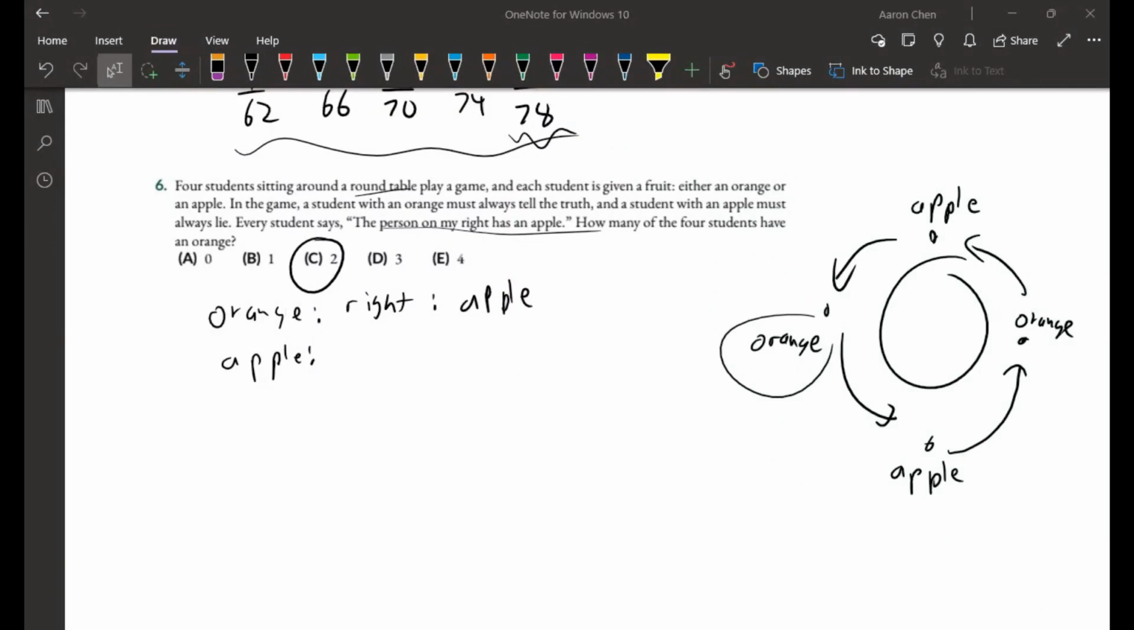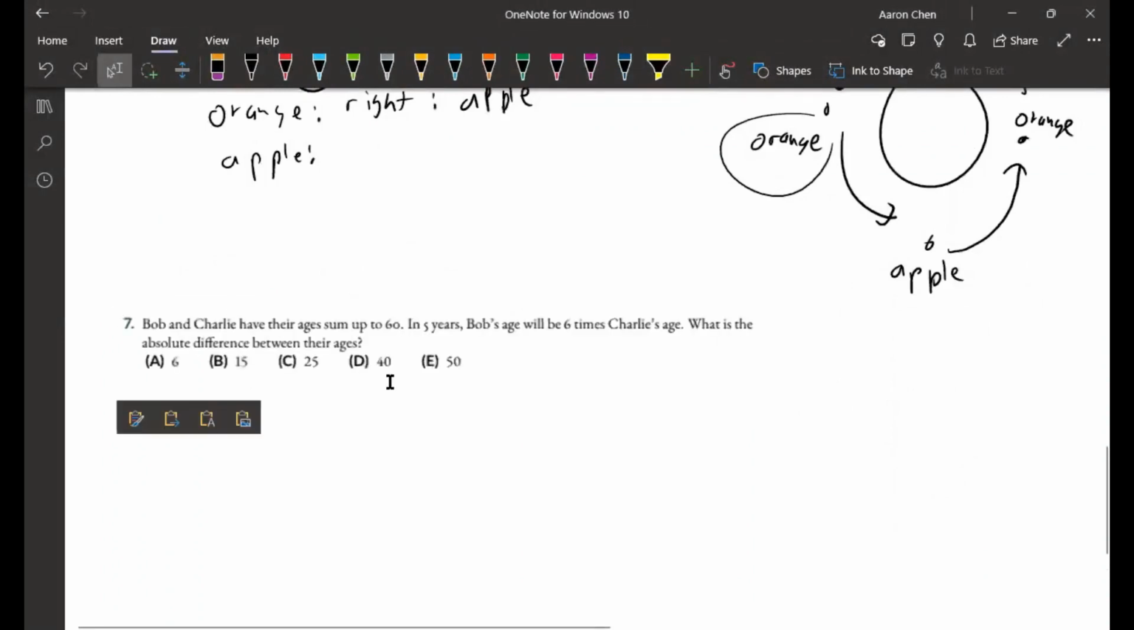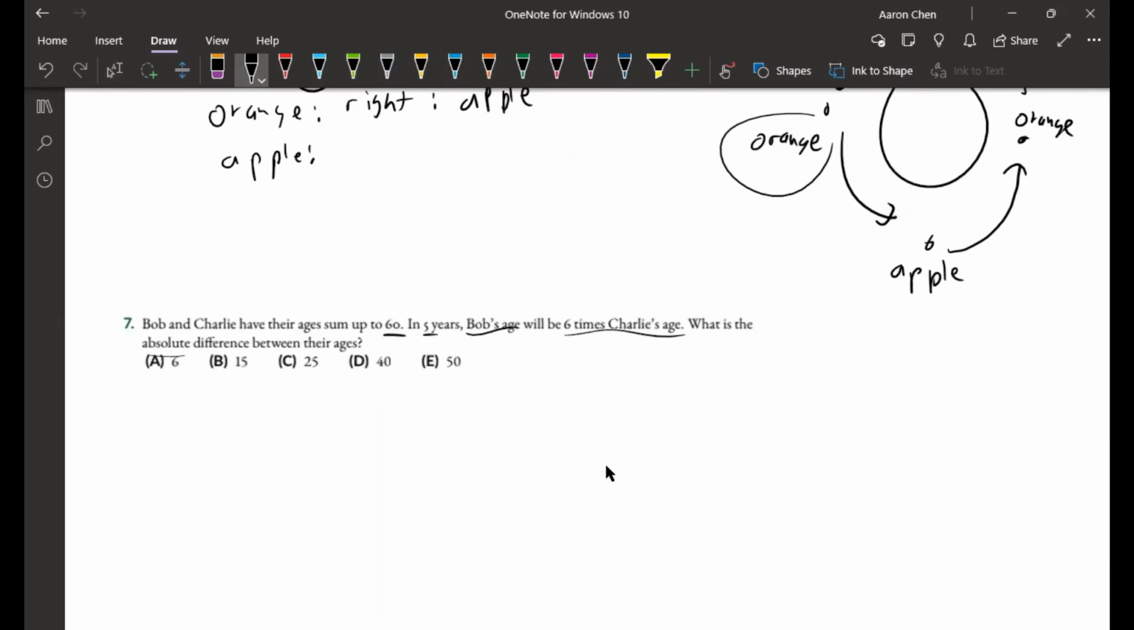Oh yeah, that's nice. So next up is number 7. Bob and Charlie have ages that add up to 60. In 5 years, Bob's age will be 6 times Charlie's age. We want to find the difference in their ages. Let Bob be B years old and Charlie be C years old, and these are their current ages.